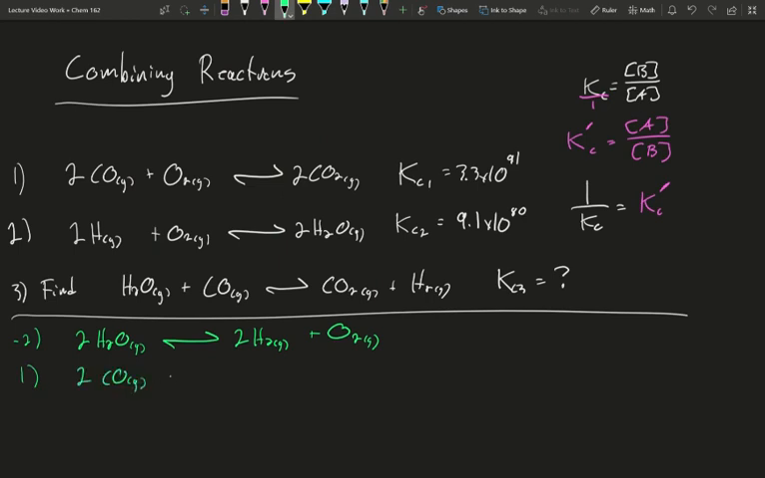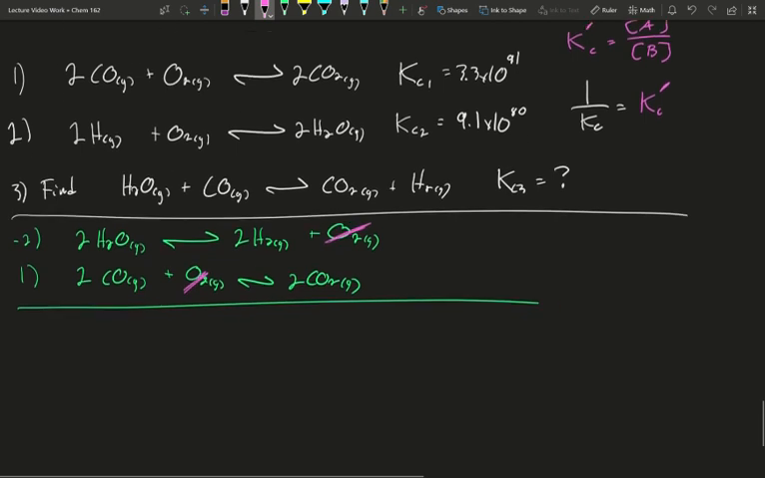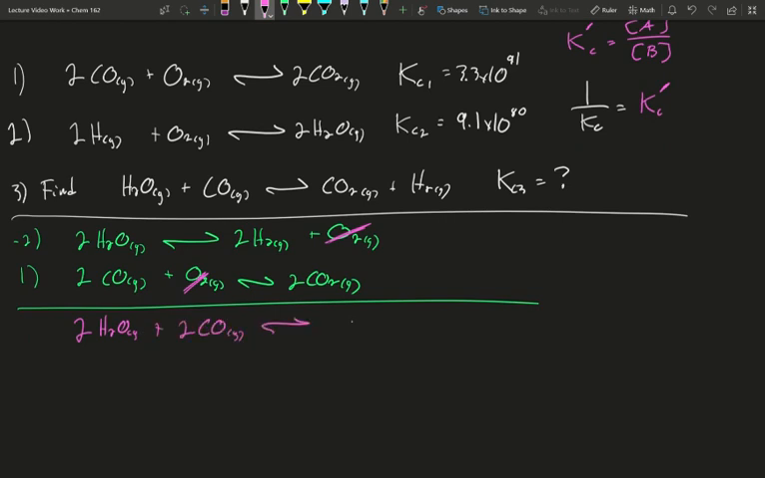2CO gas plus O2 gas in equilibrium with 2CO2 gas. Combine those, cancel the things that cancel. I'll get 2H2O gas plus 2CO gas in equilibrium with 2CO2 gas and 2H2 gas. Only thing we've done wrong so far is we have twice as much as we want, which we'll adjust in a second. How does this affect our K values so far?